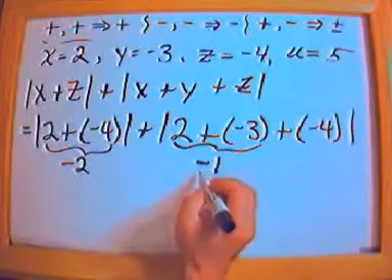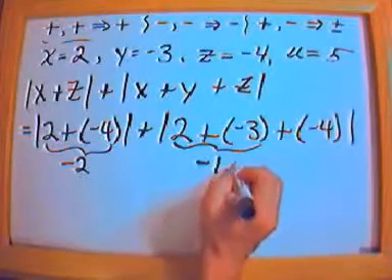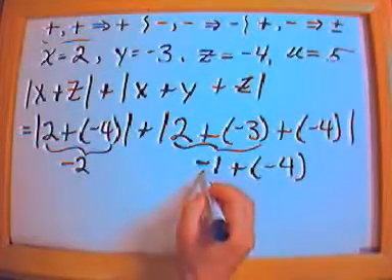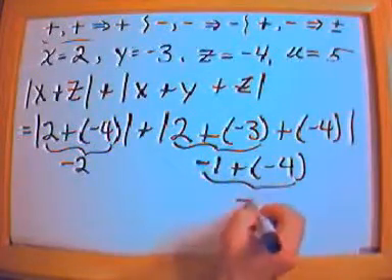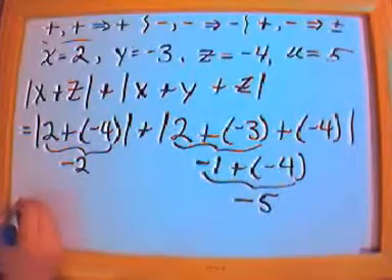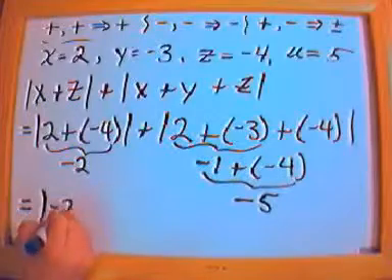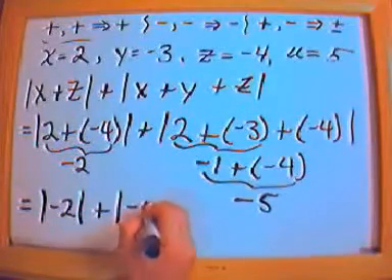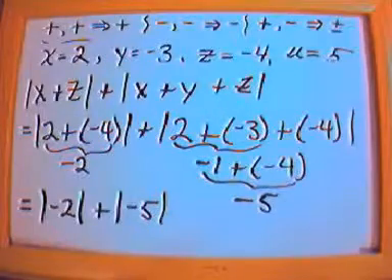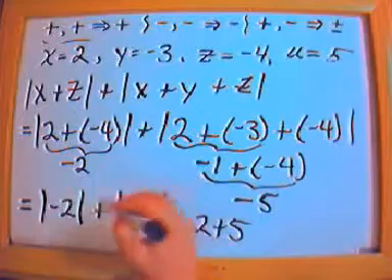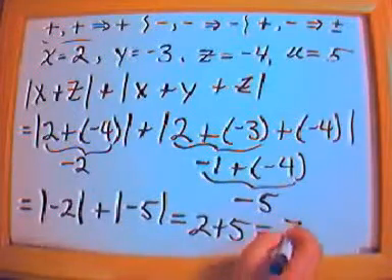And then if I add minus 1 plus the minus 4 over here, the answer to this is going to be negative, because negative plus negative is negative. 4 plus 1 is 5. So what I'm left with is the absolute value of negative 2 plus the absolute value of negative 5, which is simply equal to 2 plus 5, because these absolute values make them positive, which is simply equal to 7.